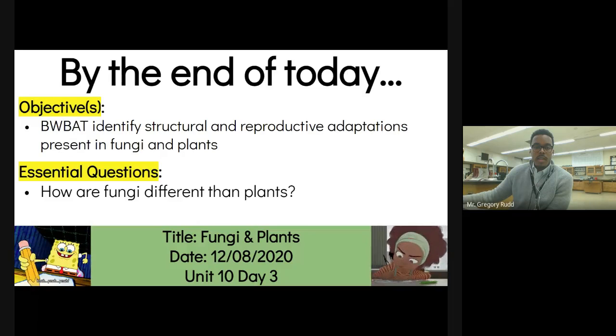Your objective today is to identify structural and reproductive adaptations present in fungi and plants. And then the essential question, how are fungi different than plants? So we'll take some quick notes.